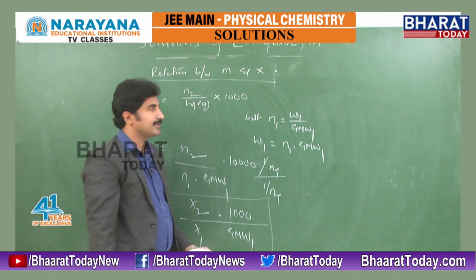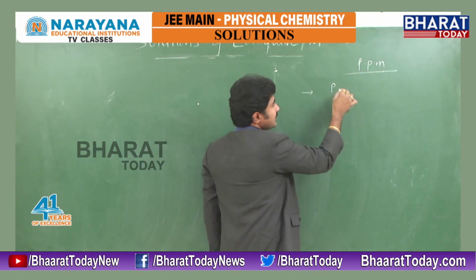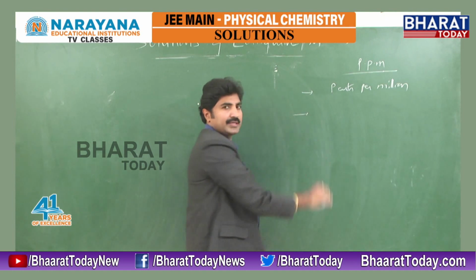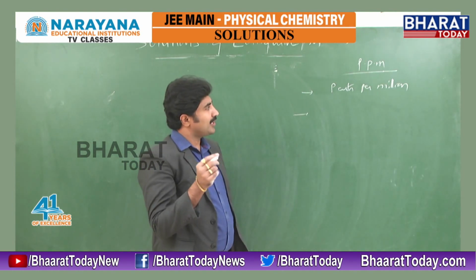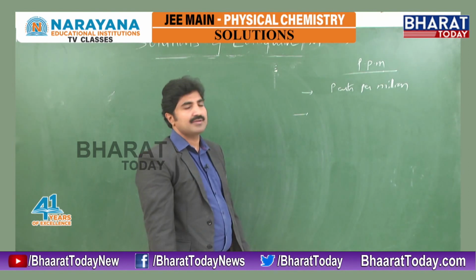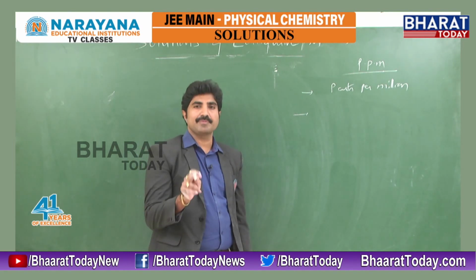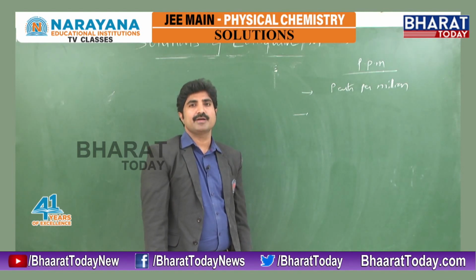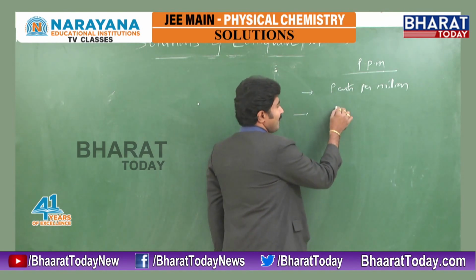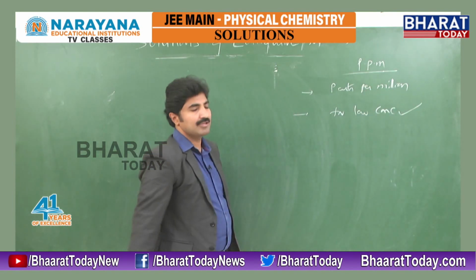Next concentration method is ppm, parts per million. Here we are using the solute in 10 power 6 parts of the solution. How much solute is present in 10 power 6 parts of the solution? That may be in terms of weight, volume, or pressures. It is used to express low concentrations. To express low concentrations only, this method will be used.